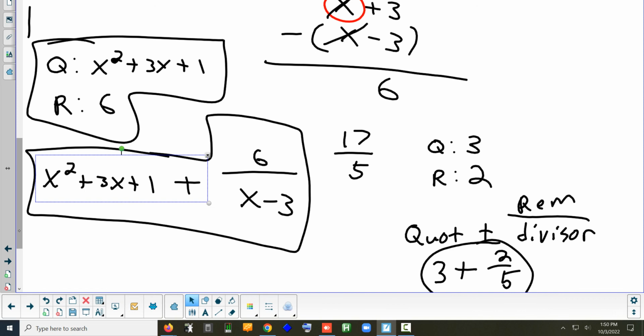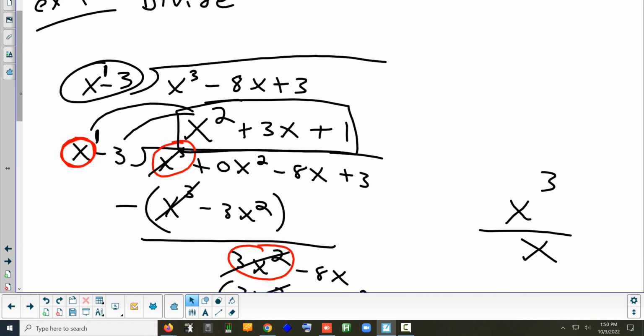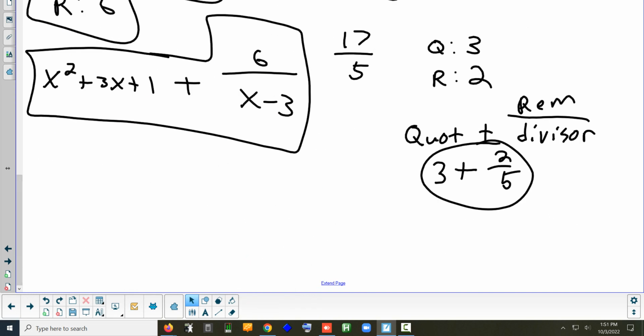Questions on that? So for the x minus 3 right there, did you just get that from the divisor? Yes. That x minus 3, the thing on the outside, that's called your divisor or your denominator. And that's the divisor.